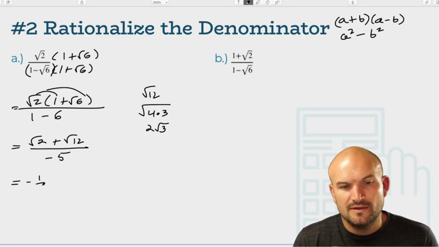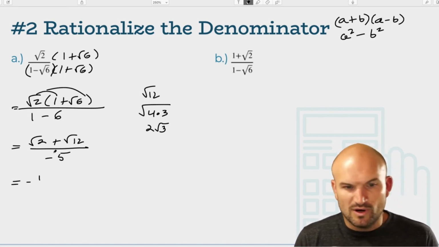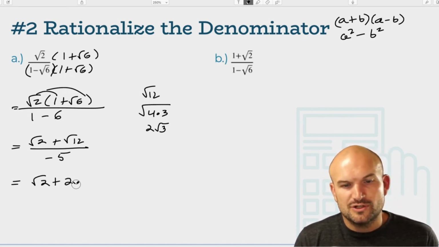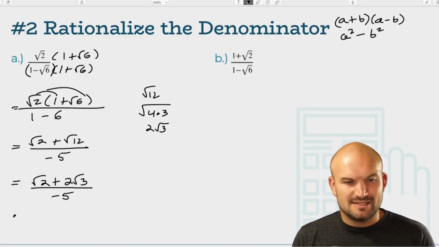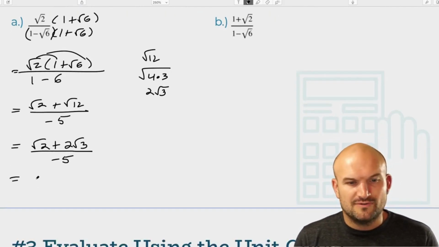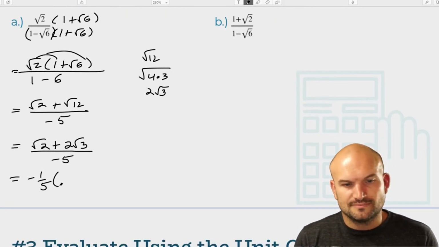You could put the 1/5 in front. You could just rewrite this as square root of 2 plus 2 radical 3 over -5. So let's just write it like that. Another way, just real quick, I'm not going to do it for the other one, but you could also write it like this.